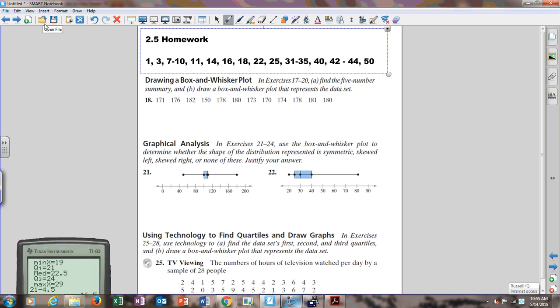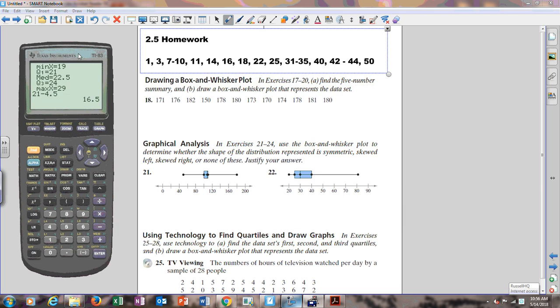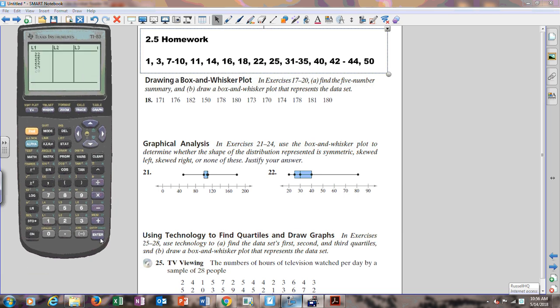Okay, draw a box and whisker plot. In exercises 17 through 20, find the 5-number summary and draw a box and whisker plot that represents the data set. So just go right back into your calculator, find the 5-number summary: stat, edit, clear it out, put the numbers in. No, I see already I messed up. 170, 178, 181, and 180.